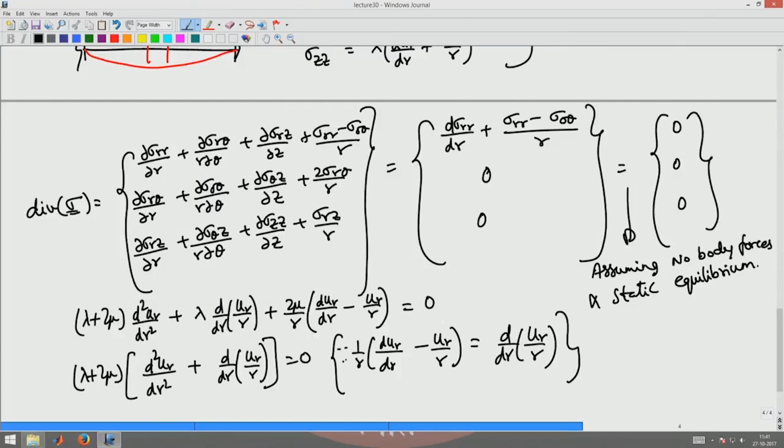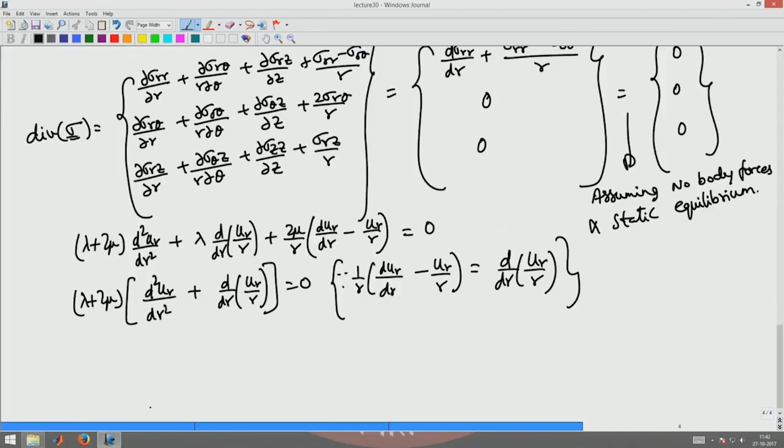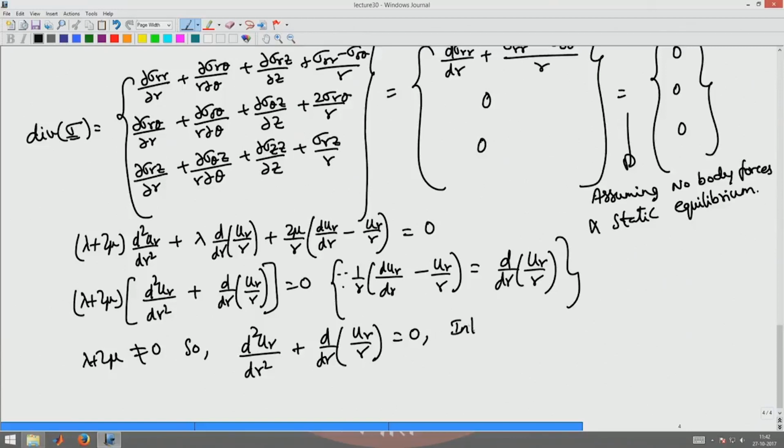Okay. Since that is that, I get this as this. Now, I know from our restriction on material parameters that lambda plus 2 mu is not equal to 0. So, I require d square ur by dr square plus d by dr of u of r by r to be equal to 0. Now, integrating this once I get dur by dr plus u of r by r equal to C1.